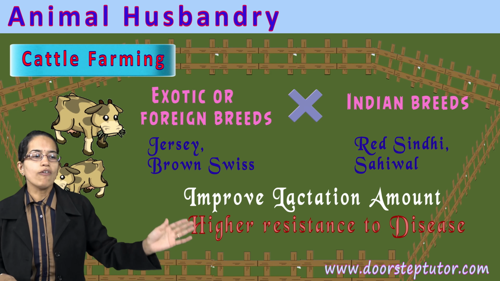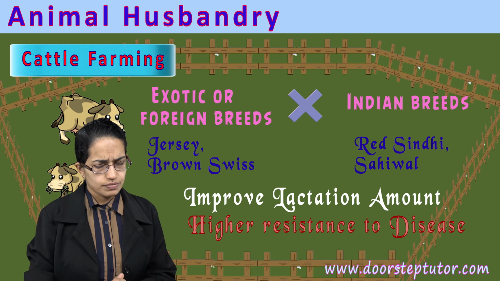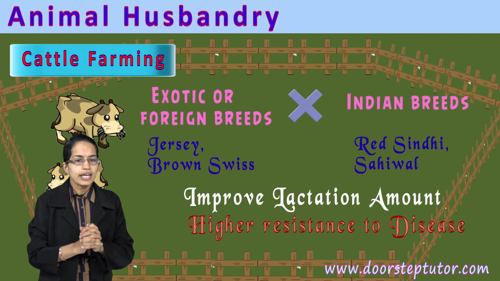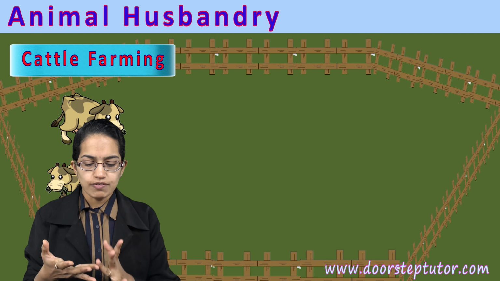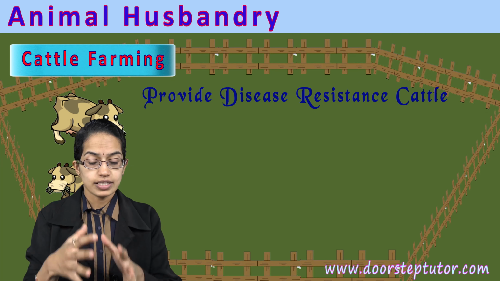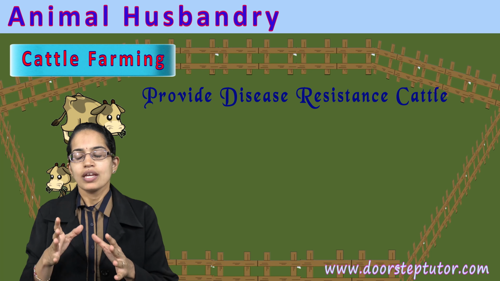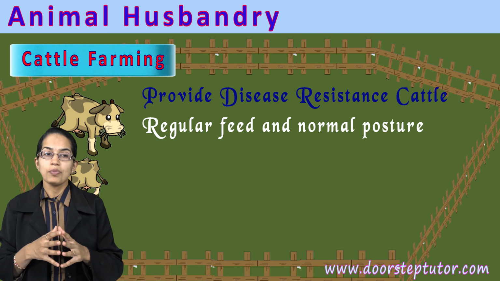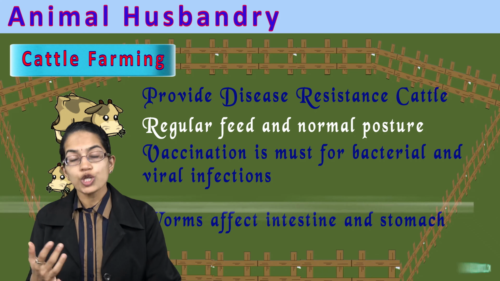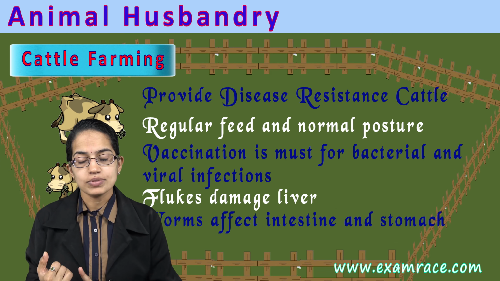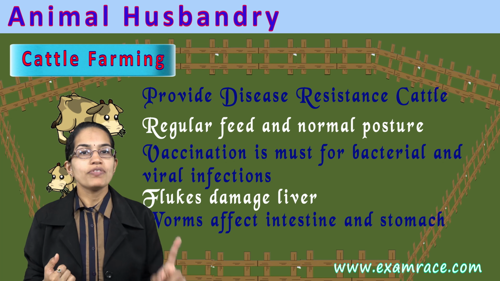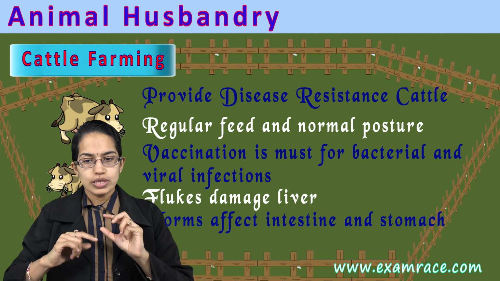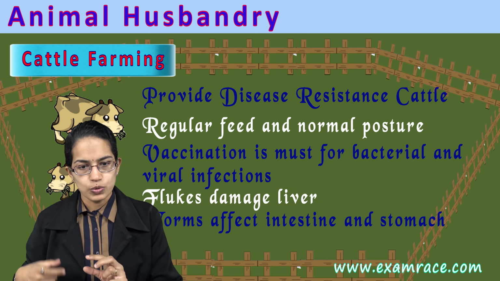We have a list of the foreign breeds and the Indian breeds that are there, which is important for you to remember and memorize. Again, the idea is to provide disease resistant cattle. They should be fed at regular intervals. They should be given proper vaccinations. Flukes are the organisms that damage the liver of the cattle, and worms affect the intestine and the stomach. So that is again to be checked at regular intervals.